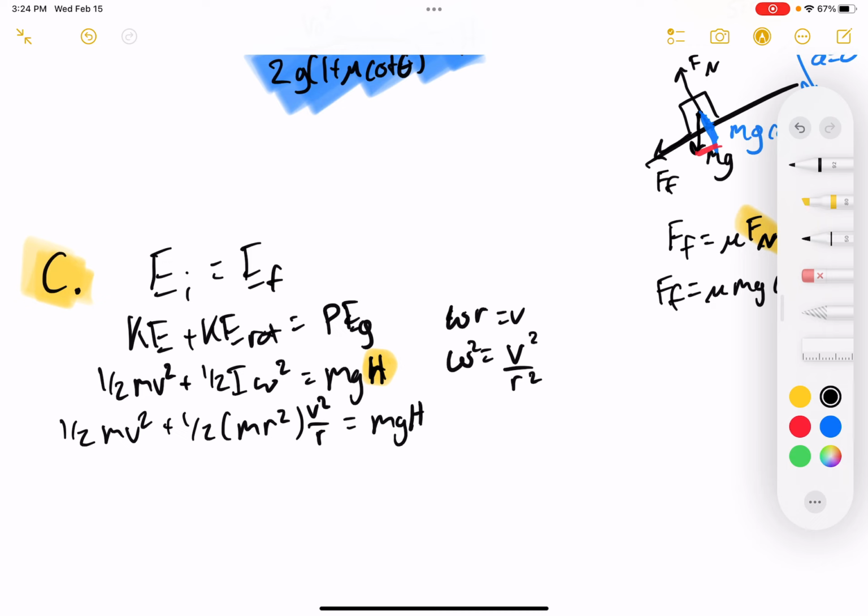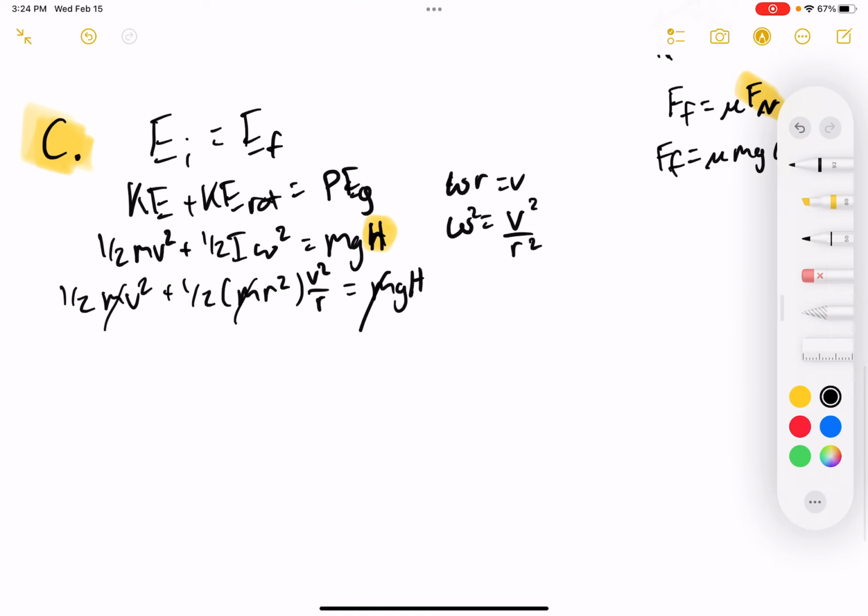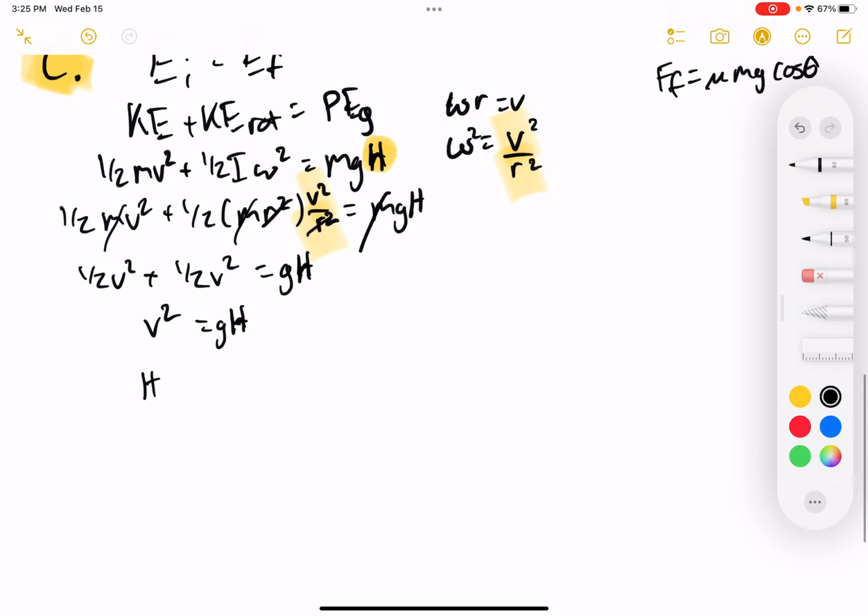Now you'll notice there is an m in every single term, so I can go ahead and cancel that out. And so I have 1/2 v squared plus 1/2 v squared. Sorry, this is also an r squared. Remember, coming from here, we have an r squared, v squared, so that's v squared over r squared. Those two r squareds will cancel, and this will equal gh. So I have v squared equals gh. I apologize, that is a capital H, as the problem defines the height as a capital H. And so to solve for H, H equals v squared divided by g.